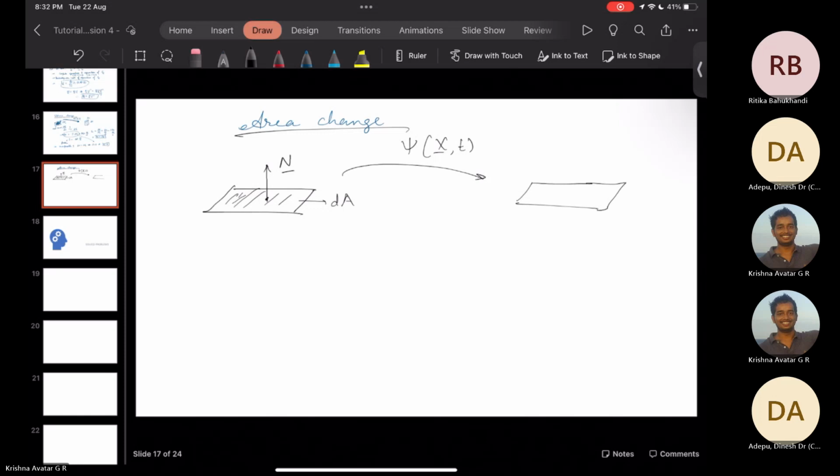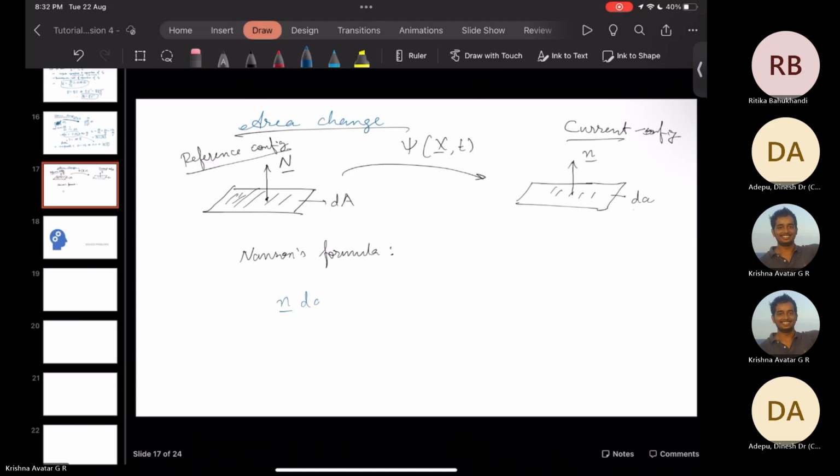so in some other area, this small a. What is the relation between both of these? The area in the current configuration and the reference configuration is related by the well-known Nanson's formula.